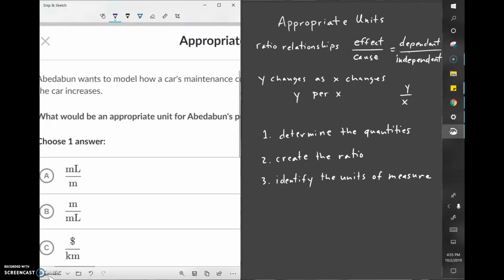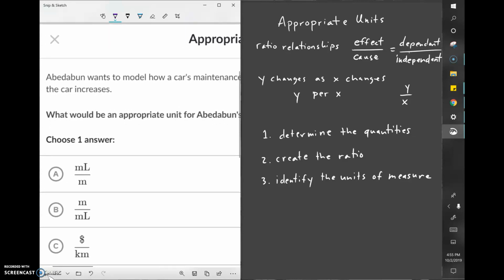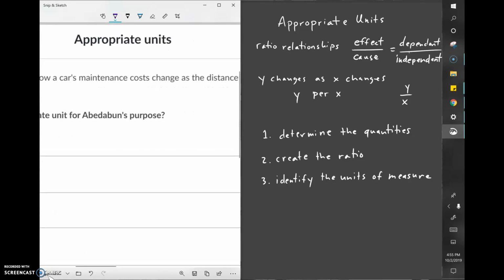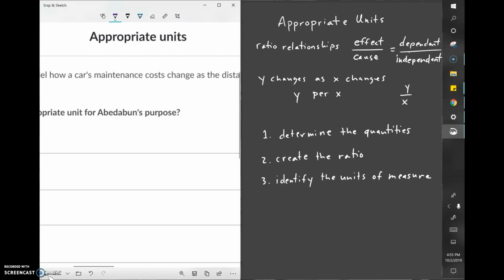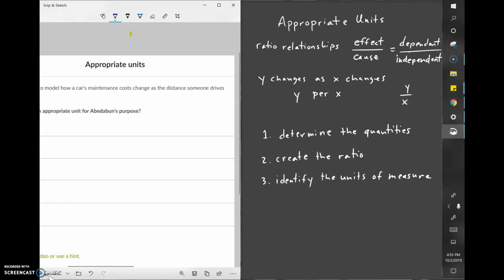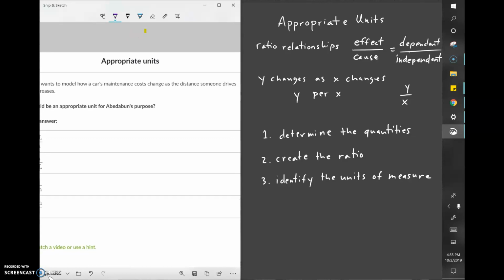Abdi Bun wants to model how a car's maintenance costs change as the distance someone drives the car increases. So the first part would be identify the two quantities that we're comparing. It looks like the first quantity is the car's maintenance cost, and the second quantity would be the distance someone drives.